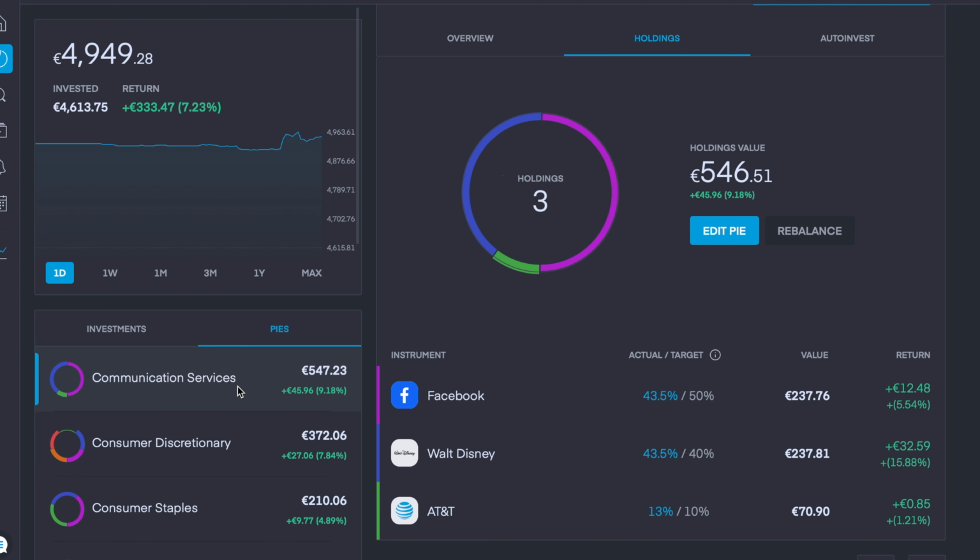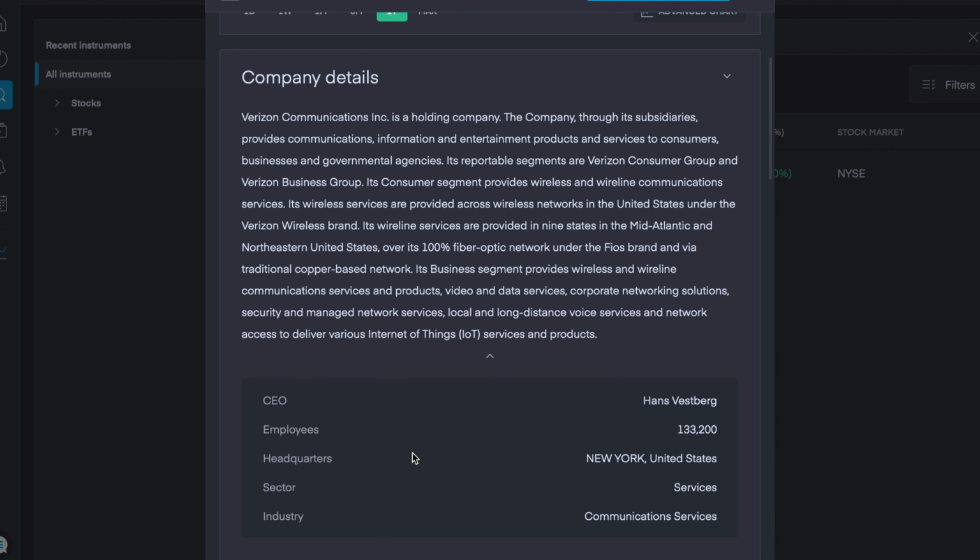We currently have €547 invested. This equates to about $650 or so, and we're currently up 9.17%. We have three holdings as of now: Facebook, which is up 5.5%, Walt Disney, which is currently up nearly 16%, and AT&T, which is up 1.2%. The company that we're adding into my communication services sector is Verizon Communications.